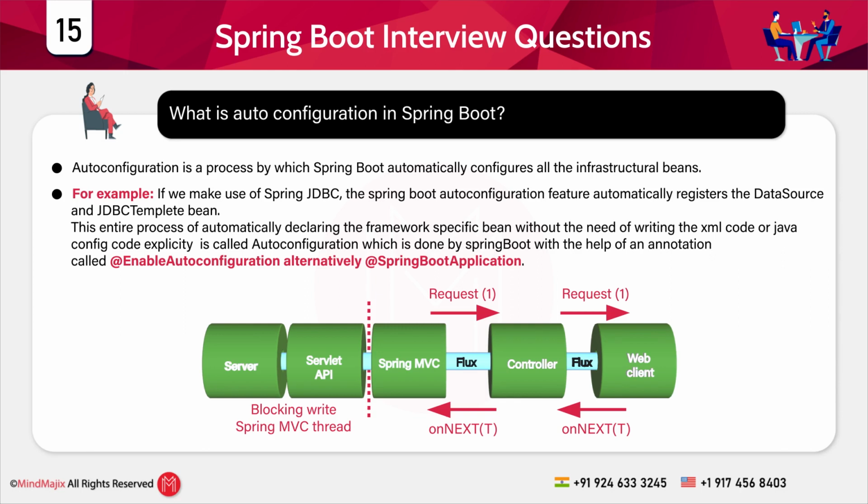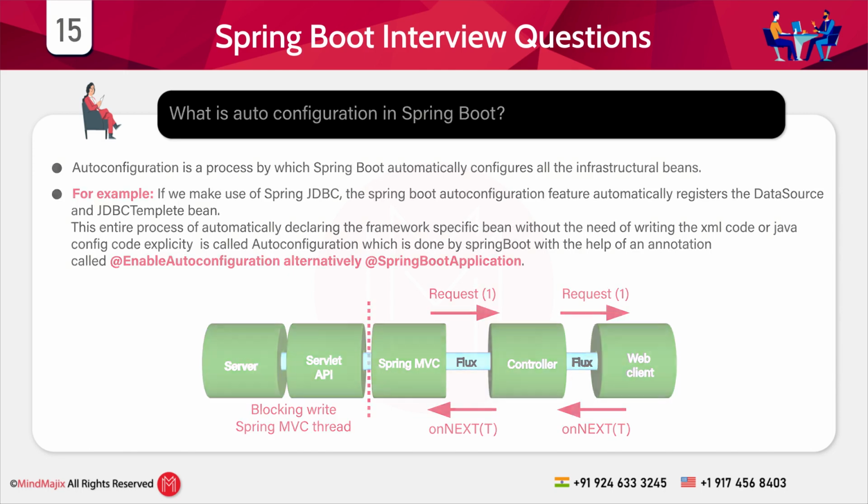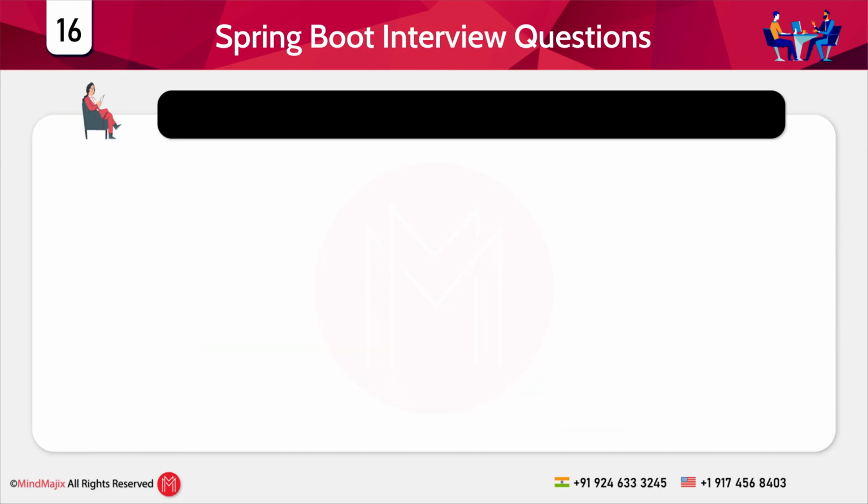But when it comes to Spring Boot, you don't need to bother about any XML configuration. You just need to specify whatever the JDBC information is required. I mean, whatever database you are working with, you just need to specify all the information in the application.properties. You don't need to bother about any XML configuration. Okay. And one more simple question is, what is YAML?